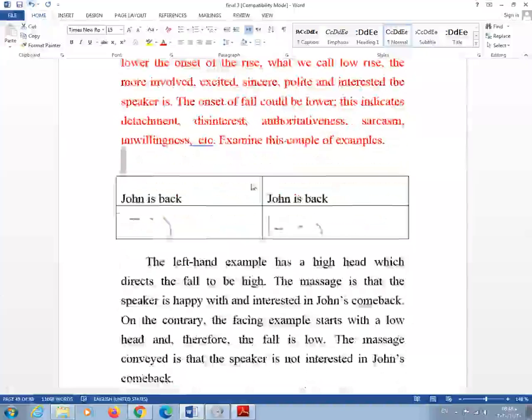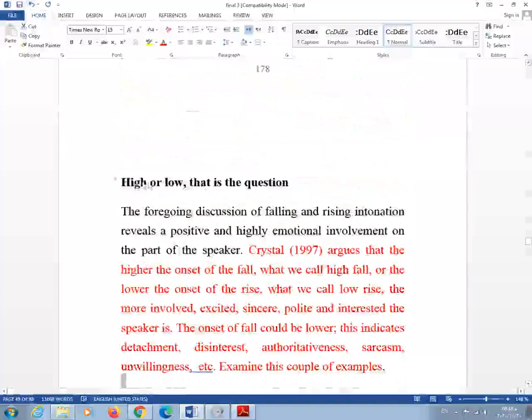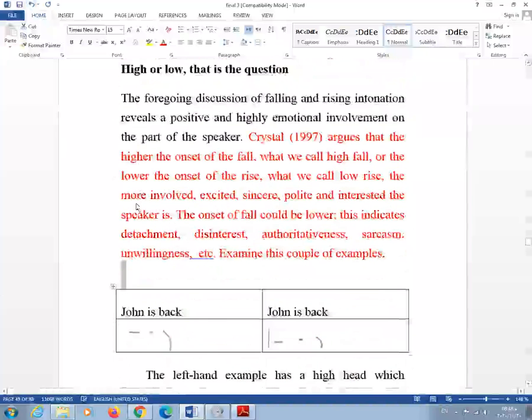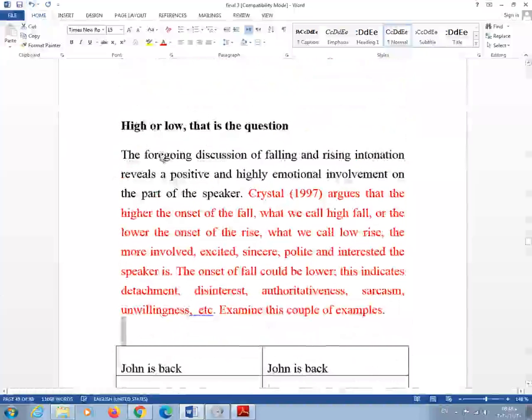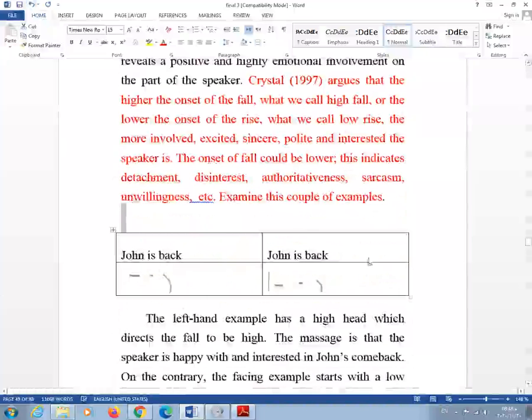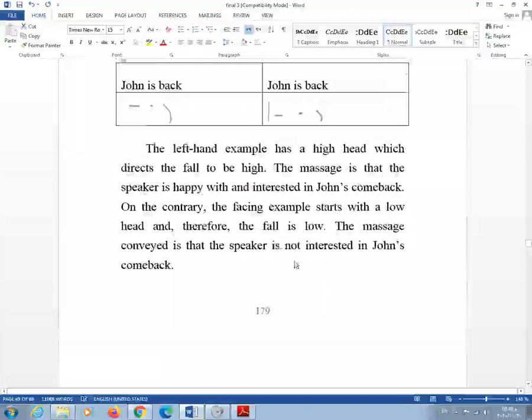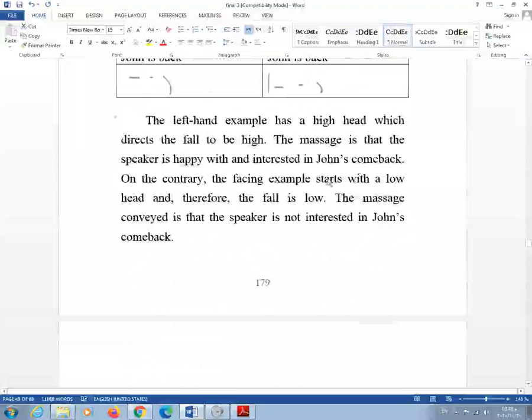Okay, so what I mean by high and low: high fall and low fall depend on high head and low head. High head leads to high fall, and low head leads to low fall. And this shows us a lot about the psychological state of the speaker. I explained it here as well. The left hand example has a high head which directs the fall to be high. As you see, the message is that the speaker is happy and interested in John's comeback.